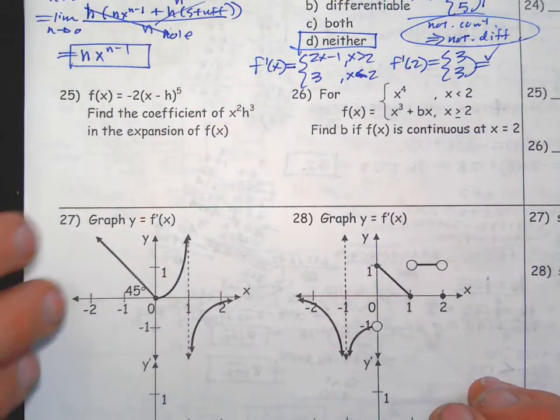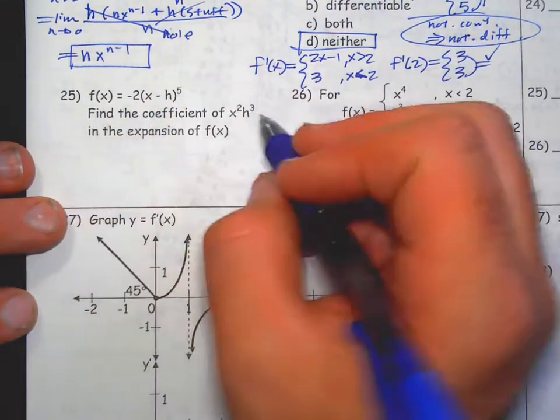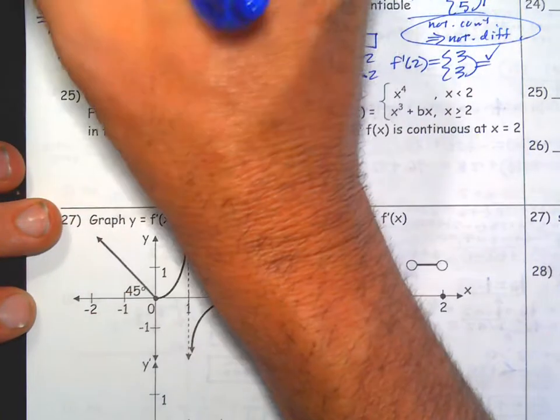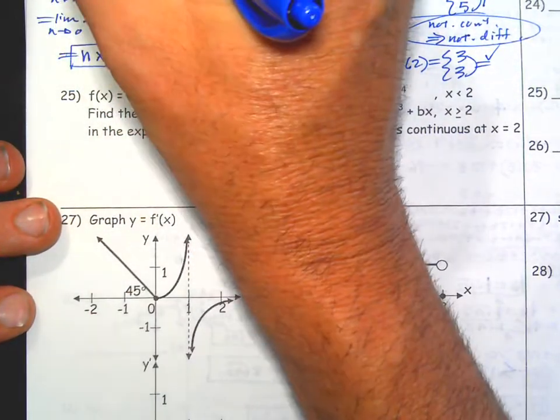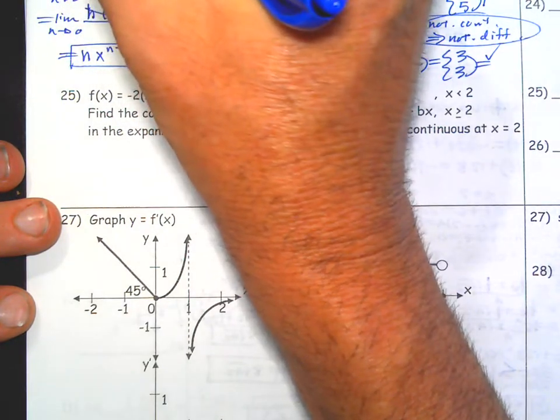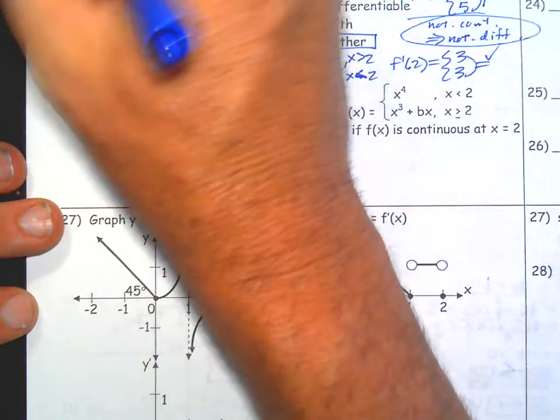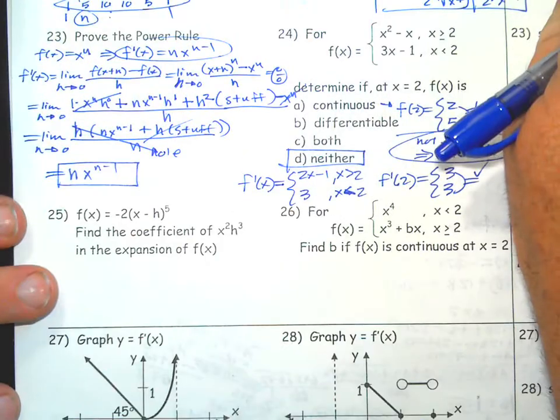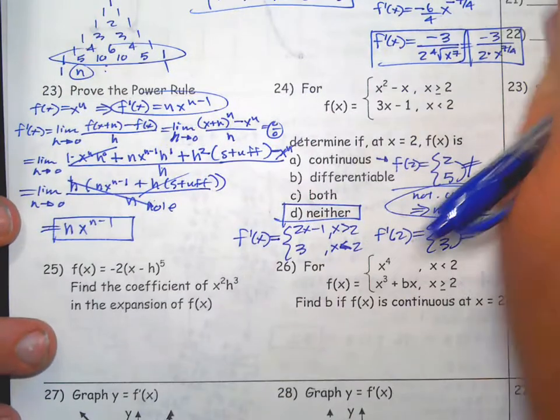25, find the coefficient of expansion. So this would be using Pascal's triangle. Fifth level, 1, 5, 10, 10, 5, 1. That's one we're going to want to use. I just added it to the Pascal's triangle I wrote earlier.